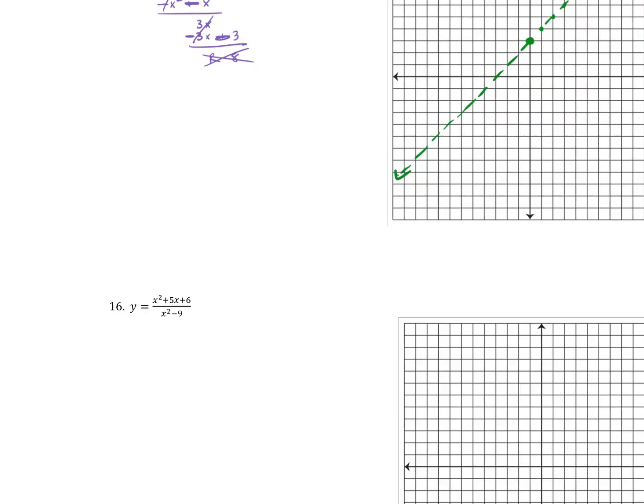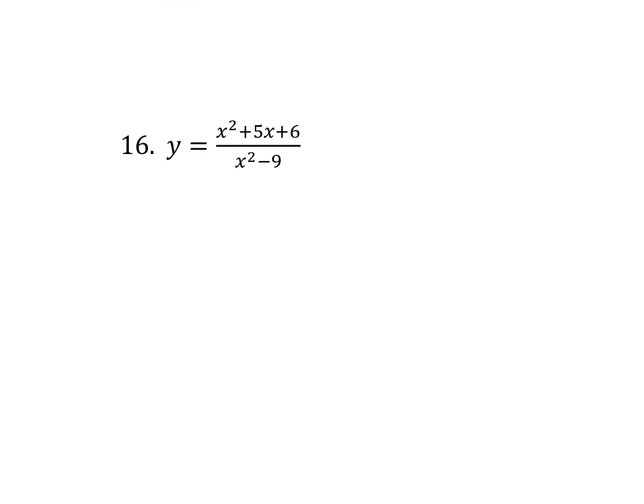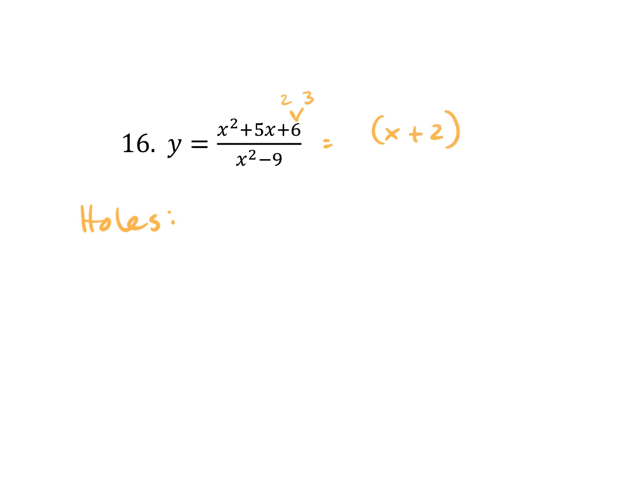For 16, just because we have a minute left, let's look at 16. Let's find the holes. We'll practice finding our holes here. What do we do to find if there's holes or not? How do we find the holes? Factor. We want to factor our numerator, factor the denominator. What are 2 factors of 6 that add to 5? 2 and 3. So this factors into x plus 2 and x plus 3.